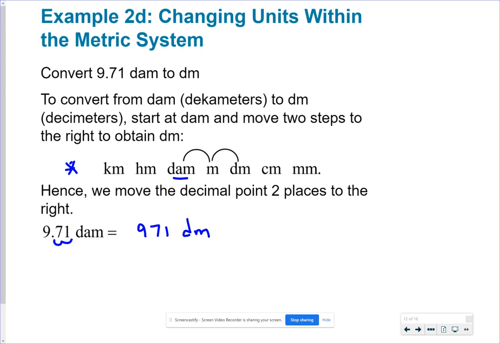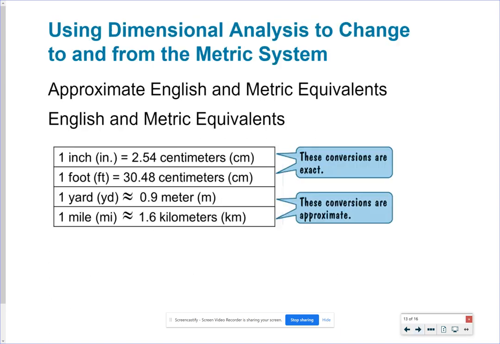Okay. Next example. Oh, it's not an example. We're going to start converting the other way. We're going to convert from English to metric and metric to English. And we need these relationships right here in this table. And from those, we're going to create some unit fractions.